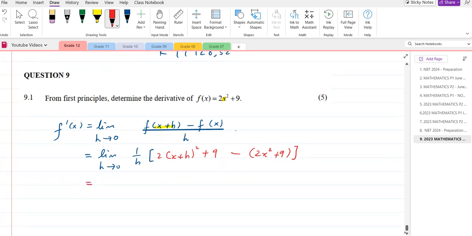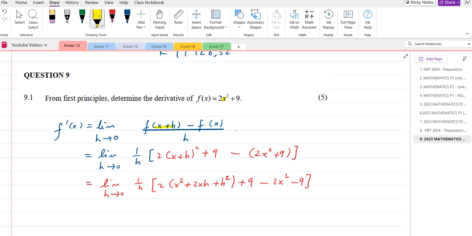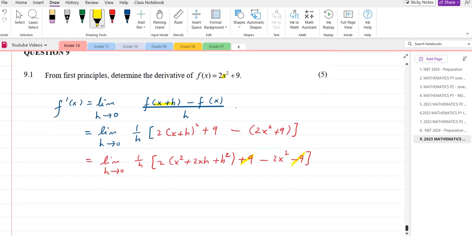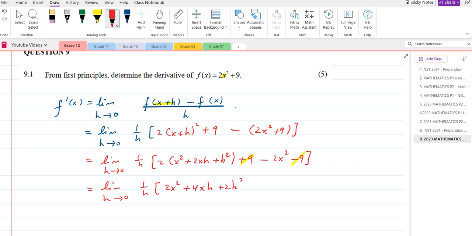Now we're going to simplify everything. Limit as h approaches 0 of 1 over h into 2 times, open this up, you're going to get x squared plus 2xh plus h squared, squaring a binomial, plus 9 minus 2x squared minus 9. Now you can clearly see that plus 9 minus 9 cancels out. Next step, limit as h approaches 0 of 1 over h into 2x squared plus 4xh plus 2h squared minus 2x squared. Now we see that the 2x squared and the 2x squared cancel out.